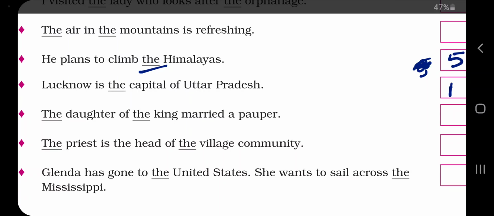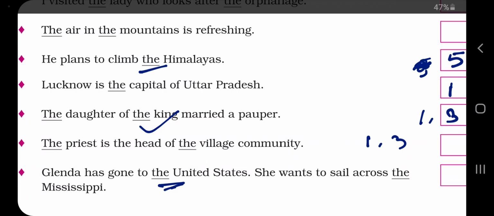Now the daughter of the king married a pauper. This will be the daughter. When we are talking about whom? We are talking about the daughter of the king. So it is 1 and the daughter of the king, a king is a unique person. So 1 and 3. The priest is the head of the village community. The priest, unique again, is the. 1 and 3.